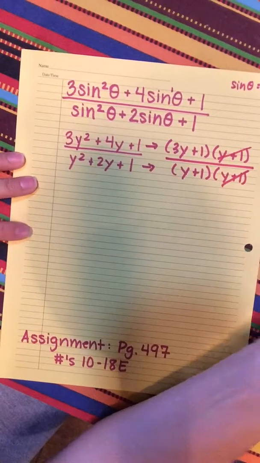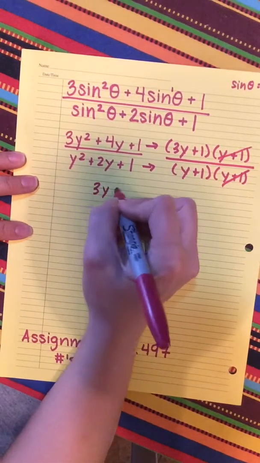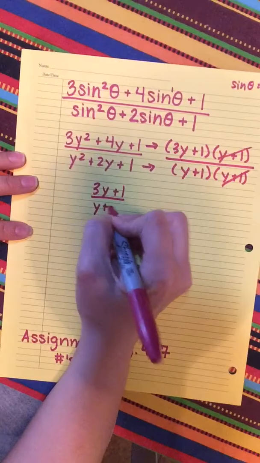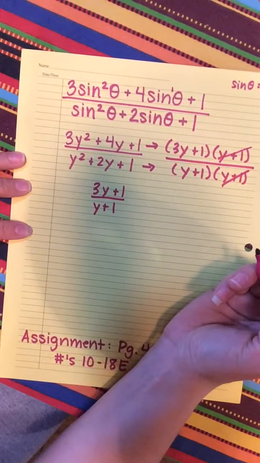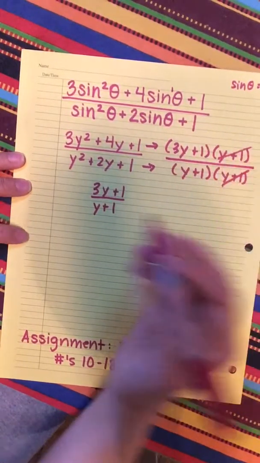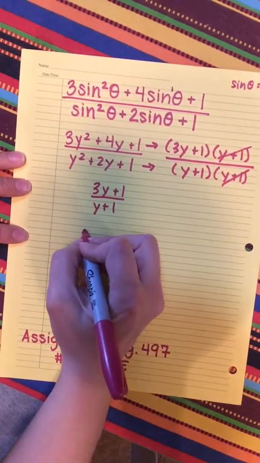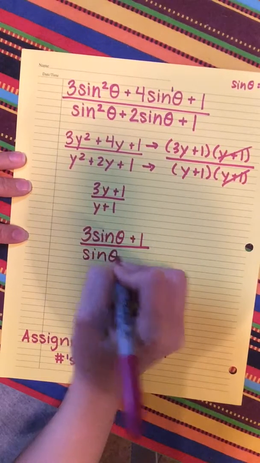The y plus 1's cancel out, leaving us with 3y plus 1 over y plus 1. Just remember that you need to replace the y with sine of theta, so our final answer here is going to be 3 sine of theta plus 1 over sine of theta plus 1.